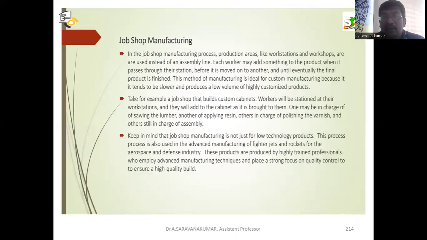So keep in mind that job shop manufacturing is not just for low technology products. This process is also used in the advanced manufacturing of fighter jets and rockets for the aerospace and defense industry. These products are produced by highly trained professionals who employ advanced manufacturing techniques and place a strong focus on quality control to ensure a high quality build. So that is job shop manufacturing. It means customized products for satisfying the needs of the customers.